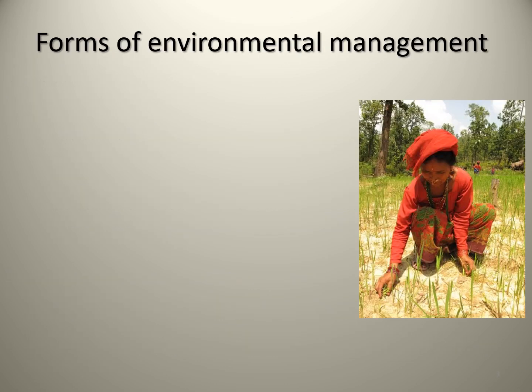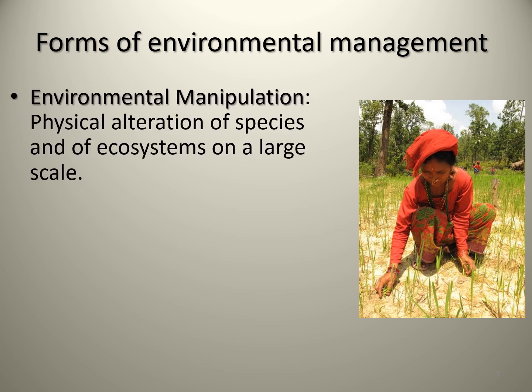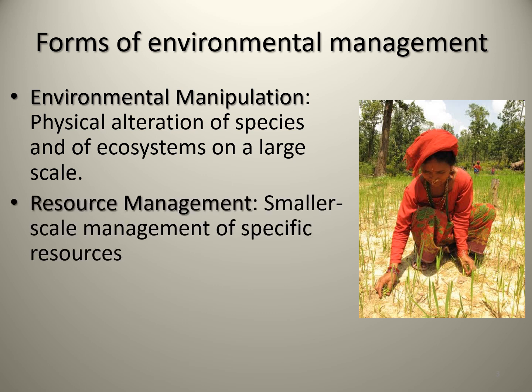Okay, so just to recap where we left off, you've seen this before, different forms of environmental management and manipulation. There's, on the large scale, environmental manipulation. This is the physical alteration of species and ecosystems on a large scale. The rice terracing in Bali is a good example of large scale environmental manipulation. And then there's smaller scale management of specific resources. For example, you've been reading in Orlove about the lakeshore villages around Lake Titicaca.